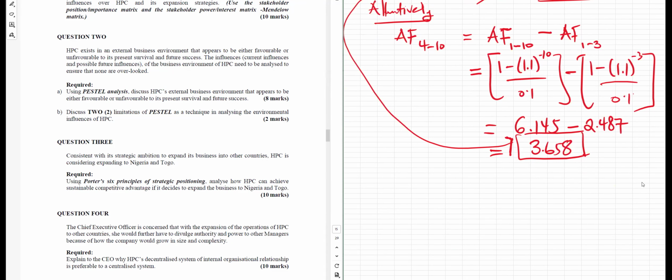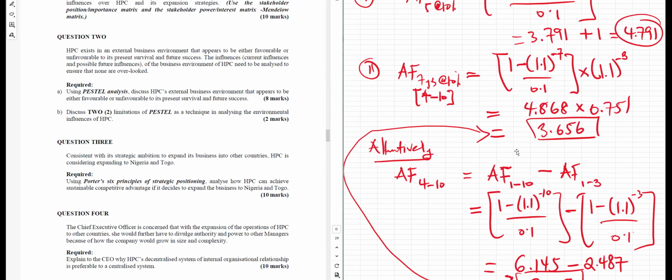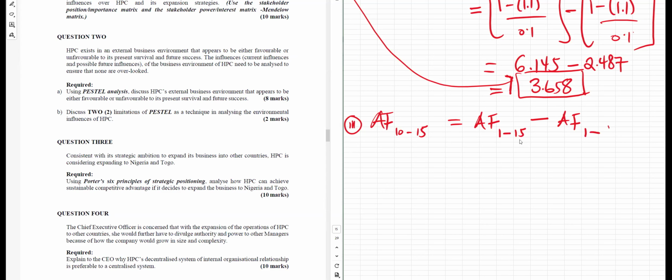But if you like that one, then the third one was that the cash flow begins from where? They say 50,000 from year 10 to year 15. So we need annuity factor from year 10 to year 15. That means we take annuity factor from year 1 to year 15, then subtract the annuity factor from year 1 to 9.